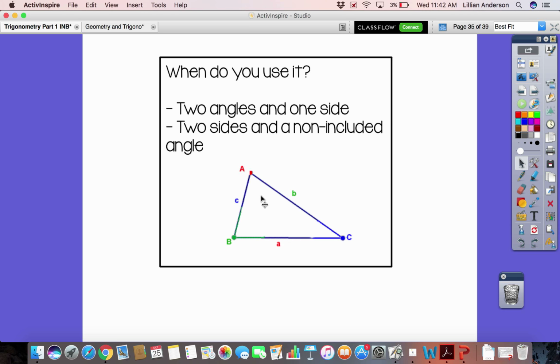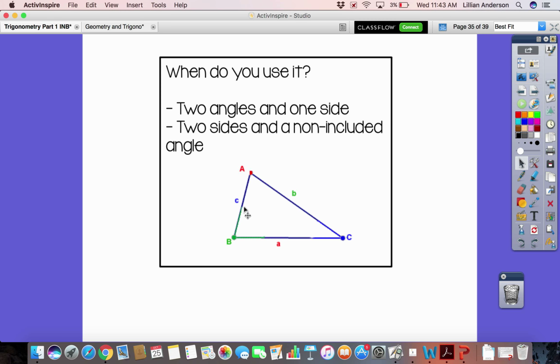So your two sides in a non-included angle would be something like, if I had side A and side B, the non-included angle could be angle A or angle B. Because if you look, C is the angle that's in between those two sides, A and B. So you could not use the sine rule if you were given side A, angle C, and side B. That is not two sides and a non-included angle. But if you were given side A, side B, and angle A, then you could use the sine rule.